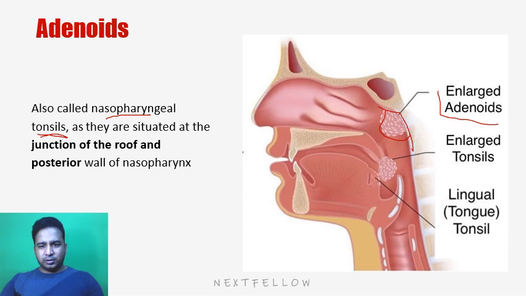So let's look at what an enlarged tonsil is. Tonsils are generally present in the oropharynx, and there are also lingual tonsils over the base of the tongue, and they are also enlarged sometimes.